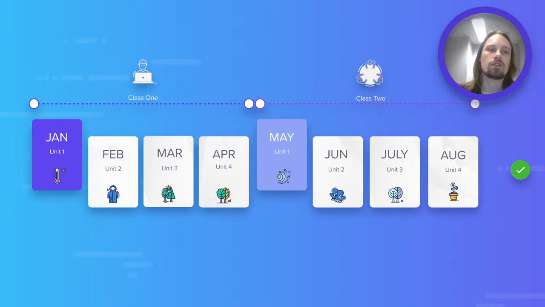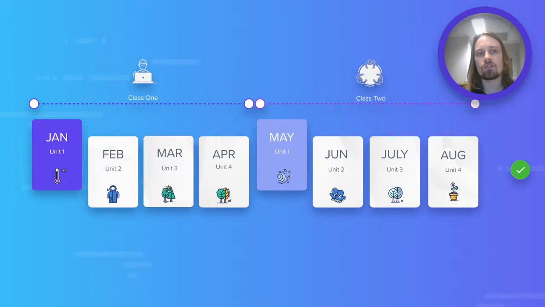So in order to set this up correctly in aXcelerate, it needs to look more like this. In this example, we have class 1 running through units 1, 2, 3, and 4 through those first couple of months of the year. And class 2 starts immediately afterwards in May, starting again on units 1, 2, 3, and 4. So the classes are bookended or consecutive.